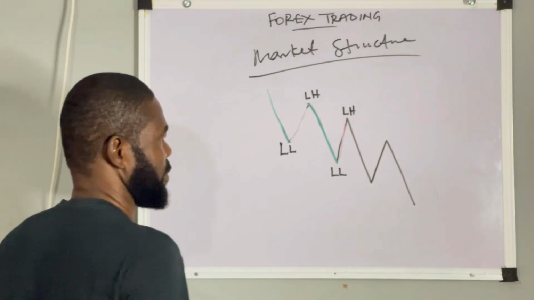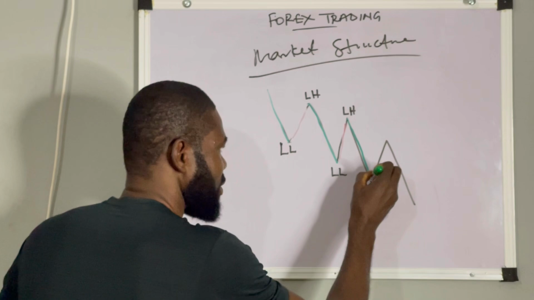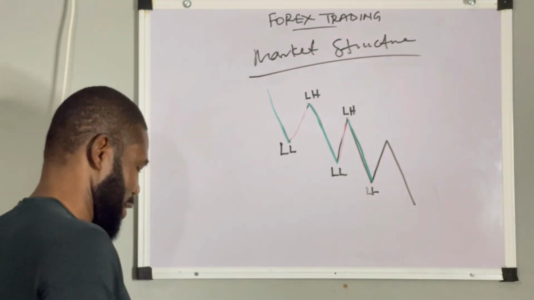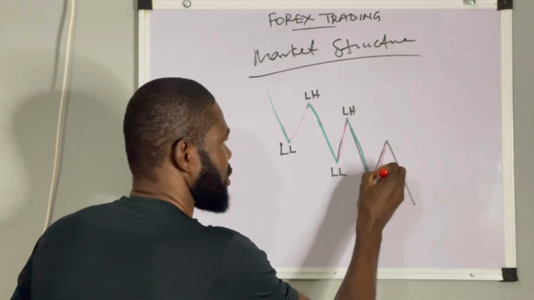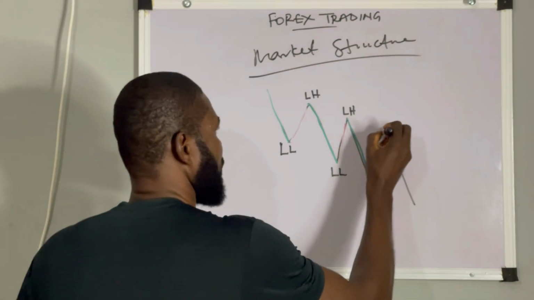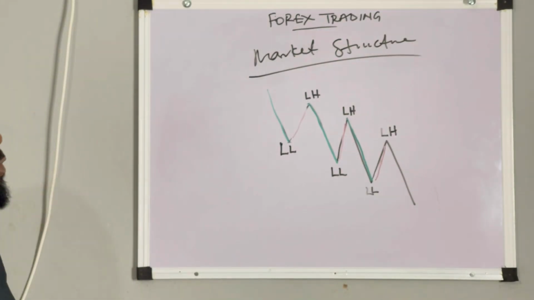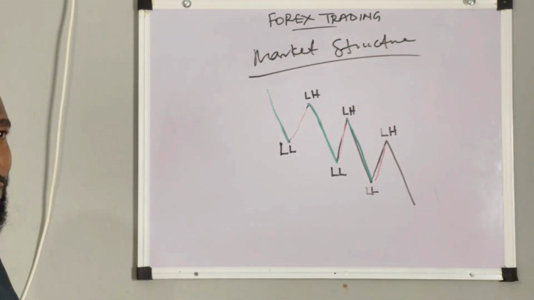Retracement. Impulsive movement to form the next lower low, and a retracement to form the next lower high. So this is how the market moves, either uptrend or downtrend.